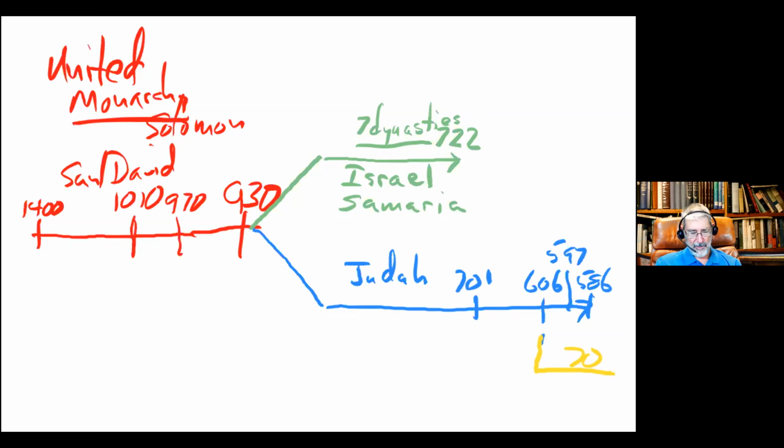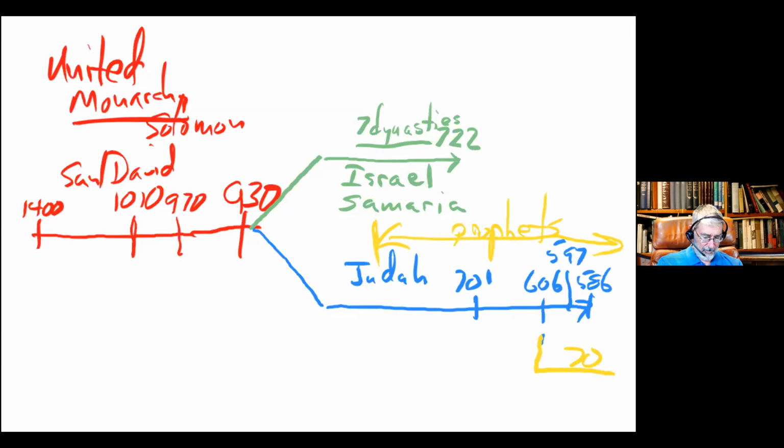All of the prophets fit into this chart of the northern and southern kingdoms between roughly 800 or so BC and the Babylonian captivity. This is where we find all of the prophets. They're all going to be doing their thing.